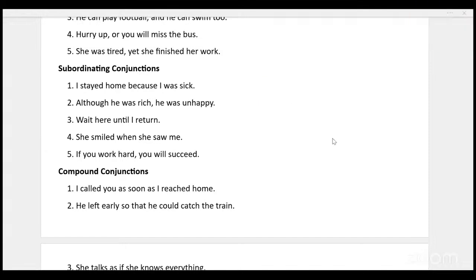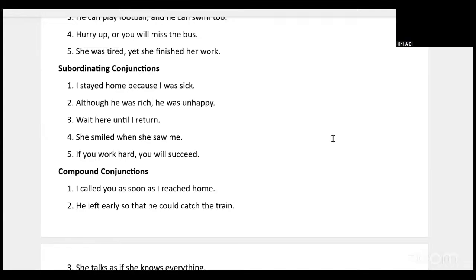I stayed home because I was sick. Although he was rich, he was unhappy. Wait here until I return. Smile when she sees me. If you work hard, you will succeed.